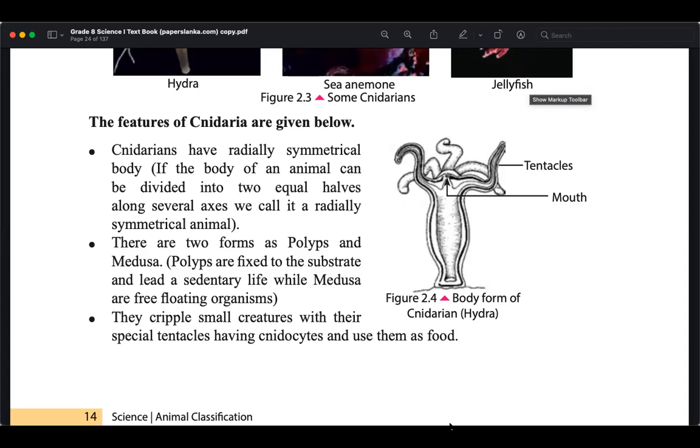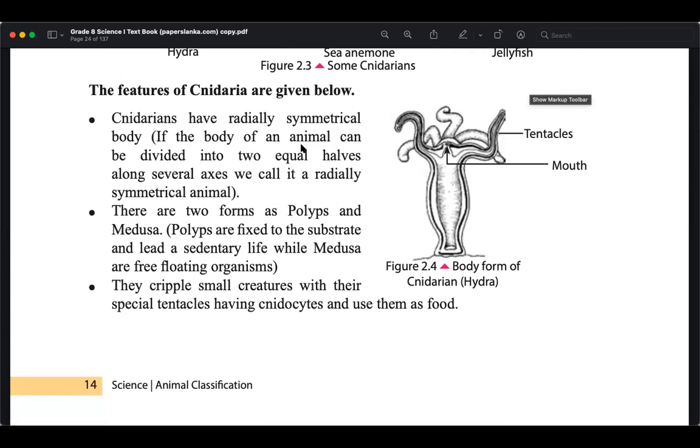If the body of an animal can be divided into two equal halves along several axes, we call it a radially symmetrical animal. Radially symmetrical means you can cut this into two parts along several axes, like the y-axis or the x-axis. Think of a cake: if you cut it, you get similar parts. So Cnidarians are radially symmetrical. And there are two categories.